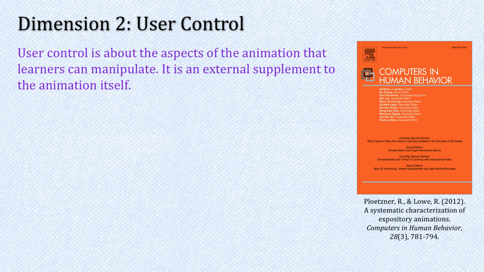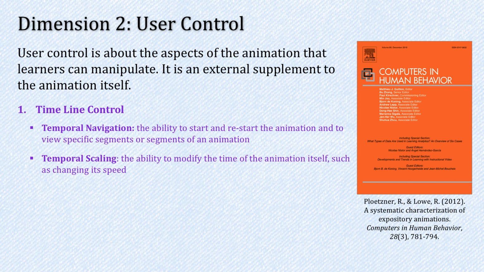The second dimension is user control. User control is about the aspects of the animation that learners can manipulate. Now, importantly, user control is an external supplement to the animation itself. It doesn't have to do with the animation itself. And the authors found a couple of important ideas here.